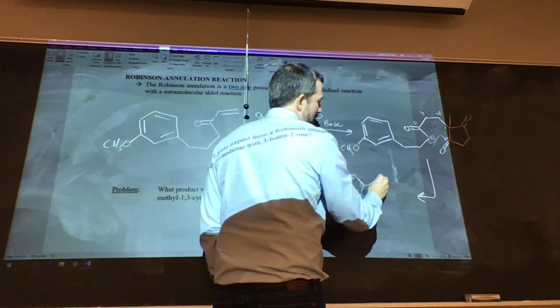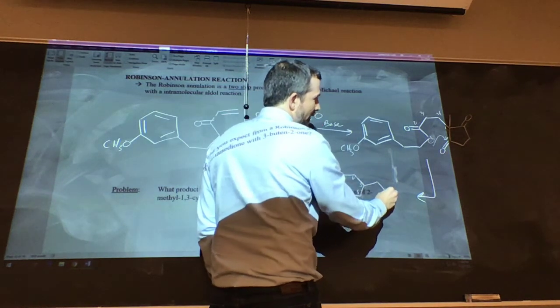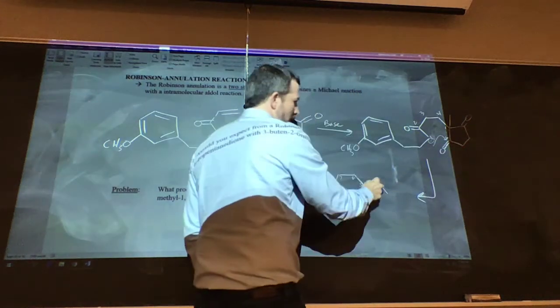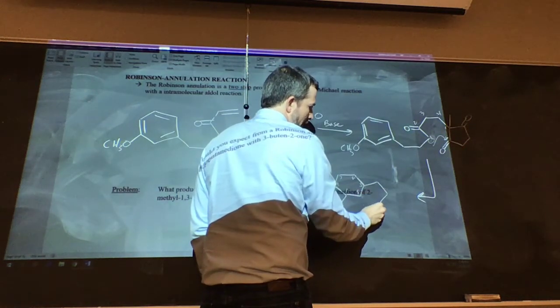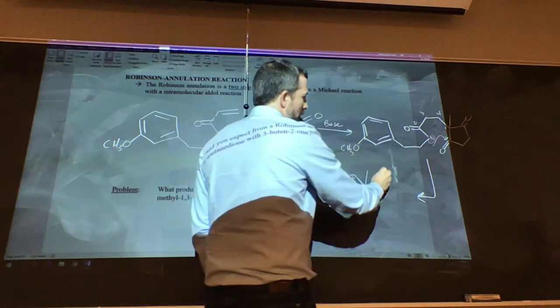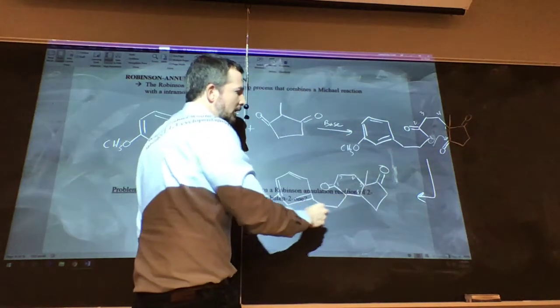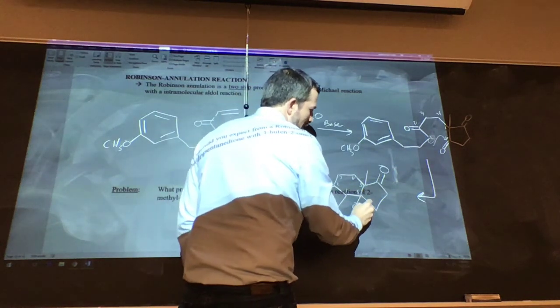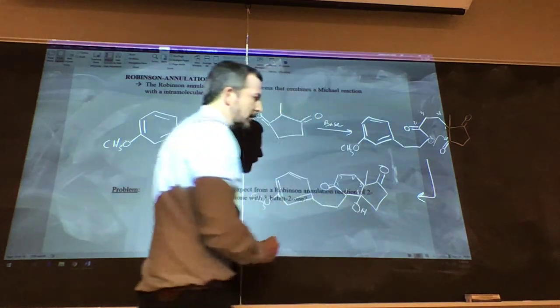Between 5 and 6, I have this 5-member ring. Right, I have 1, 2, 3 carbons in between them. 1, 2, 3 carbons in between them. So 5, I have that methyl group. I have that carbonyl, CH2. So I attached here and made my O minus, or you can say an OH.